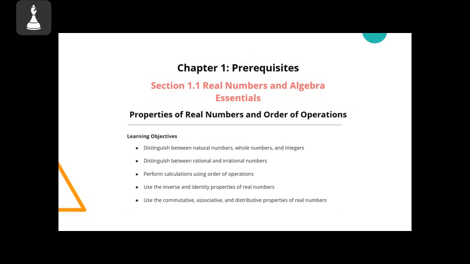And for this lesson specifically, we are going to talk about natural numbers, whole numbers, integers, rational and irrational numbers, and then perform some calculations using order of operations and talk about some of the properties, such as inverse and identity properties of addition and multiplication, as well as commutative, associative, and distributive properties.